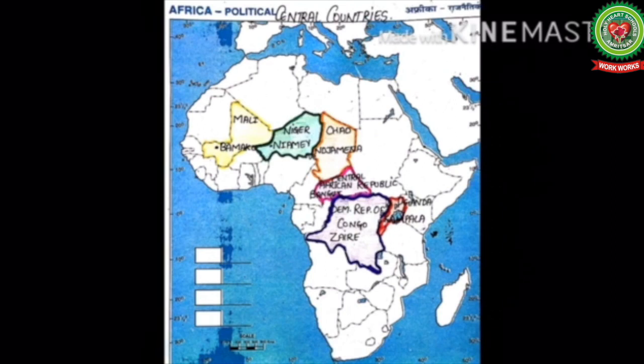Now students, let's recall the central countries with their capitals. Number 1, Mali and the capital is Bamako. Number 2, Niger and its capital is Niamey. Number 3, Chad and its capital is N'Djamena. Number 4, Central African Republic and its capital is Bangui. Number 6, Democratic Republic of Congo and its capital is Kinshasa. Next is Uganda and its capital is Kampala.